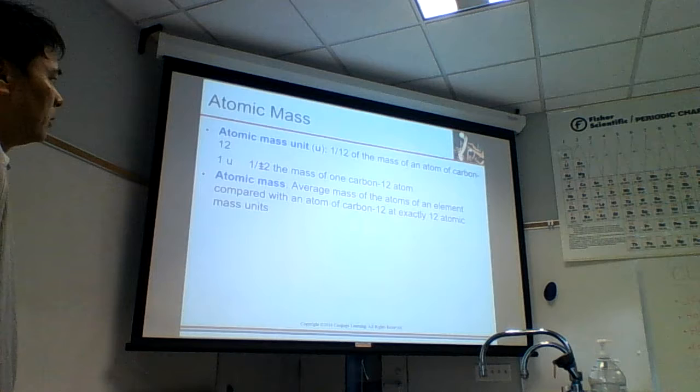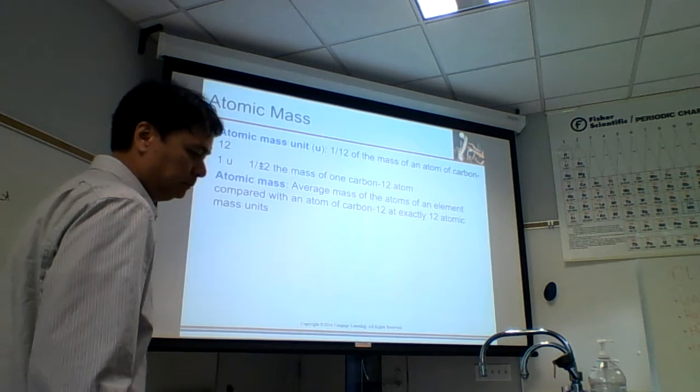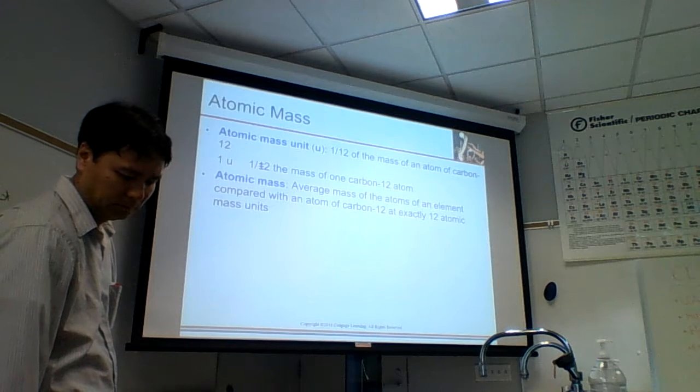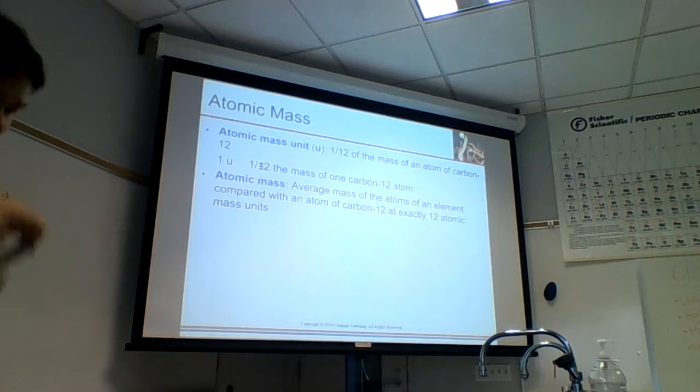You know, we're dealing with lots of atoms. So for example, in about 12 grams of carbon, we have 602. Let's see how many.